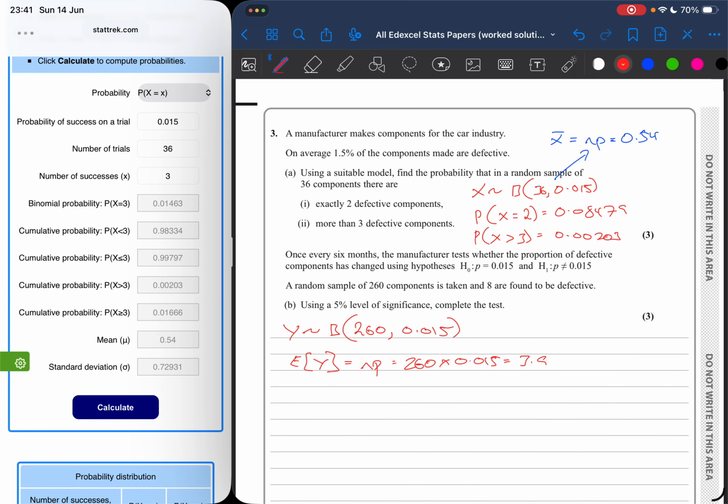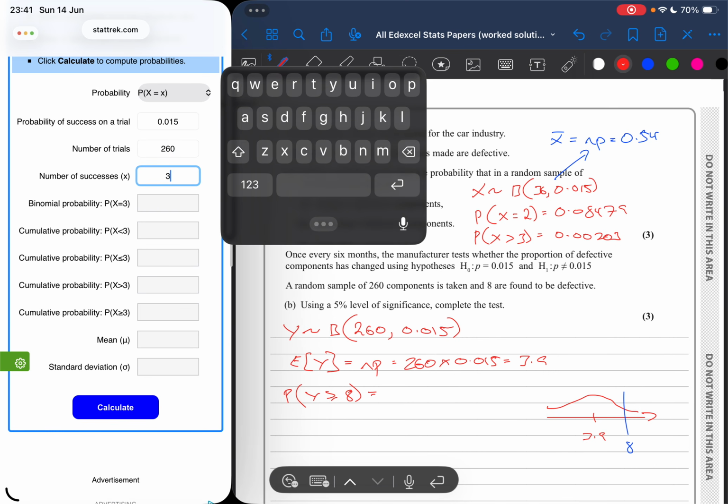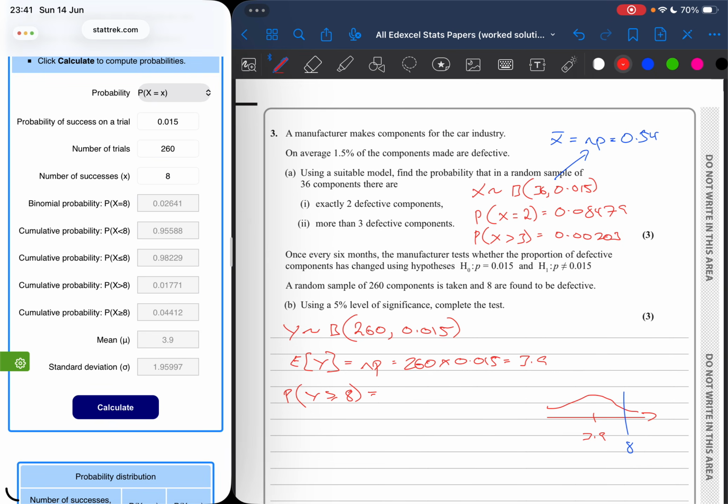So the 8 that we have is bigger than the mean. If we draw it out, we have our distribution here. It might not be symmetrical, but it doesn't matter too much here. Our expected value, our middle, 3.9. But what we have, bang over there, is on the right-hand side. So when we're trying to find the probability that we have 8 or something more extreme, we need to be looking at bigger than 8. So we want the probability that Y is greater than or equal to 8. So let's do that. Number of trials is going to be 260. Probability is the same. Successes now is 8. What do we get?